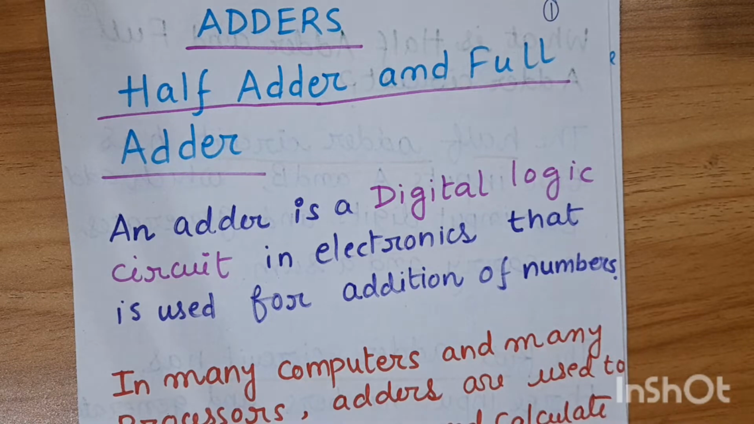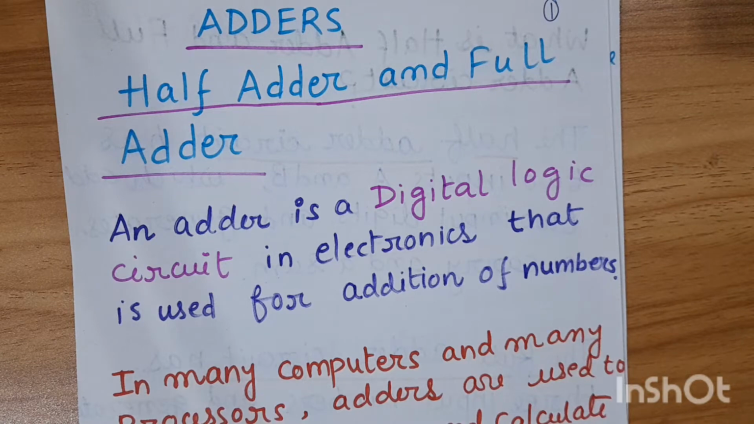Today we will discuss adders. There are two types of adder, half adder and full adder, and we will discuss both of them. An adder is a digital logic circuit, an electronic circuit, that is used for the addition of numbers. So what does the adder do?